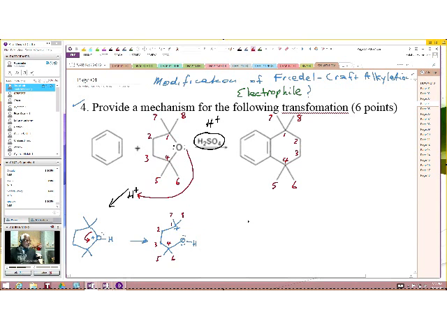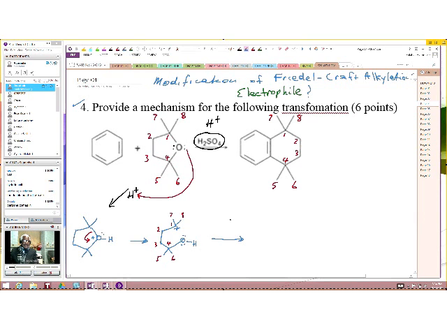Now, what do you think is going to happen now? Does anybody know what is going to happen? We have formed our electrophile. What will happen now? What do you expect to happen? Okay, very good. No, not hydroxide. The double bond of the benzene will attack the electrophile. Excellent, excellent. That is what is going to happen now.